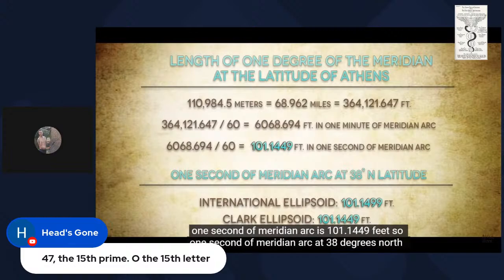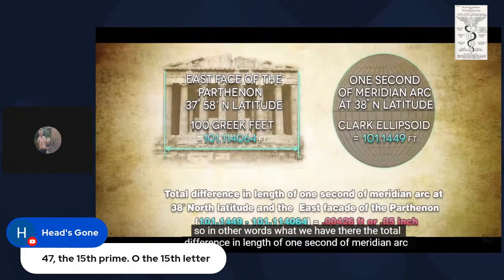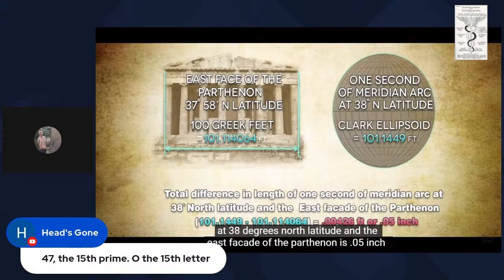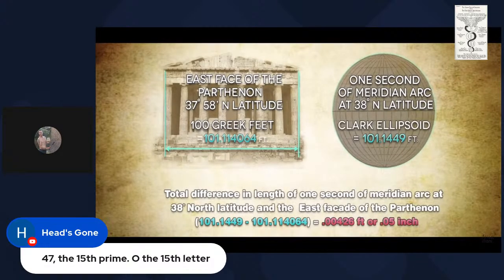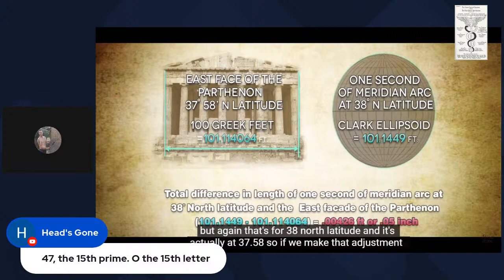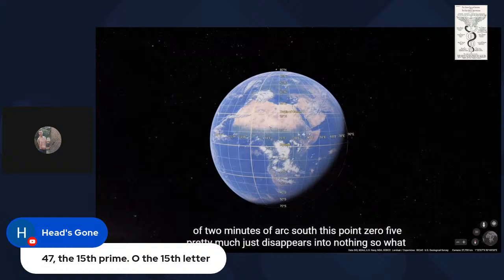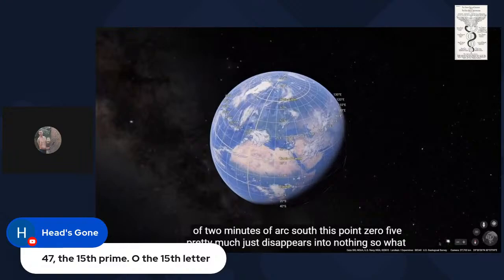101.1449 feet. So 1 second of meridian arc at 38 degrees north latitude, given the international ellipsoid and the Clarke ellipsoid, you'll know here that it's exact. So in other words, the total difference in length of 1 second of meridian arc at 38 degrees north latitude and the east facade of the Parthenon is 0.05 inch. But again, that's for 38 north latitude, and it's actually at 37 degrees 58 minutes. So if we make that adjustment of 2 minutes of arc south, this 0.05 pretty much just disappears into nothing.